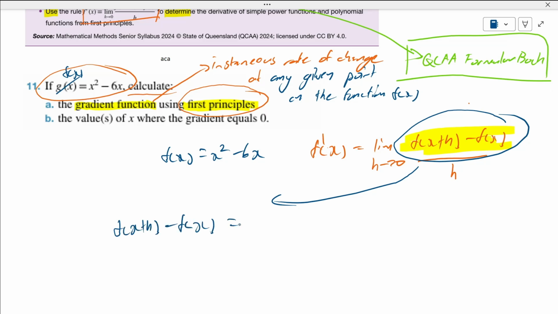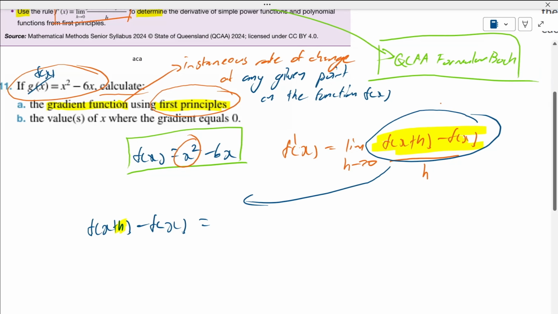Okay, so let's calculate. If we know that f of x equals x squared minus 6x, all we are doing is adding h as specified here to the first bit. So if we have x squared here, this is our first term which retains a variable of x. It's just going to be x plus h squared. We still retain that squared here. We've just added that h.